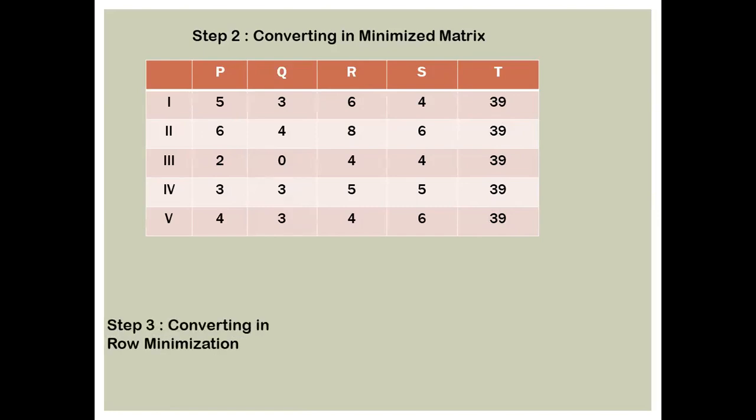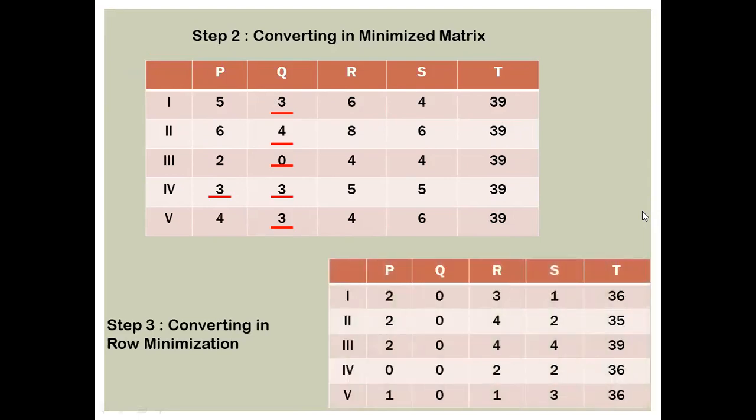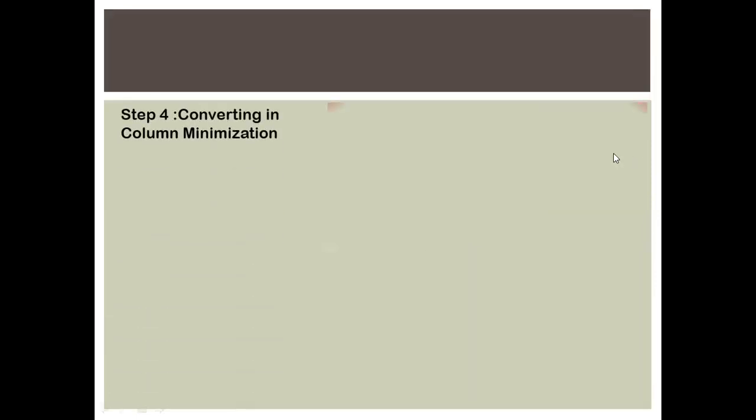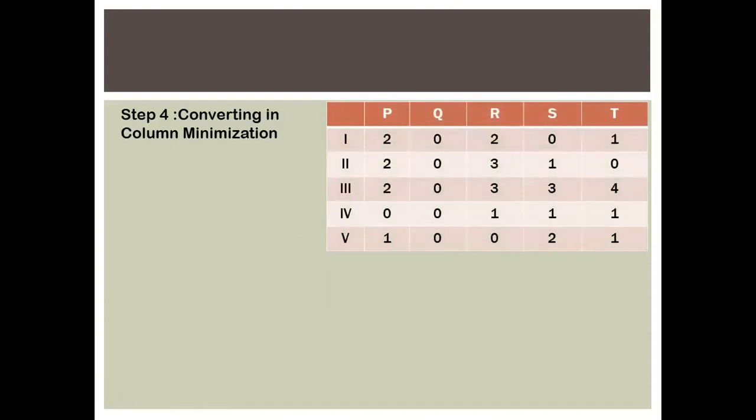What is the next step? Correct. You have to convert it into row minimization. So these are all the minimum numbers from each particular row. You will subtract them from their respective elements in that row and get a matrix like this. After that, you will find out each minimum number from particular column like this and subtract them from their respective columns P, Q, R, S and T. So you will get a column matrix like this.